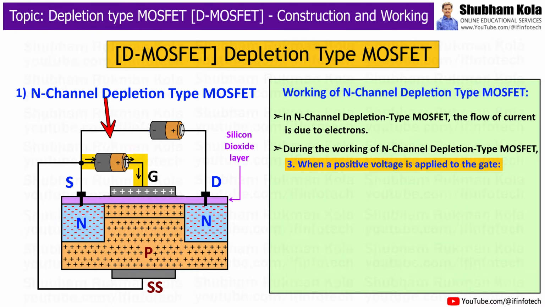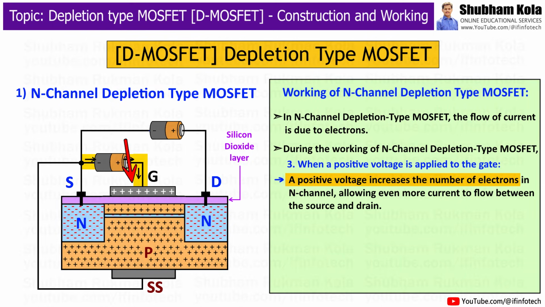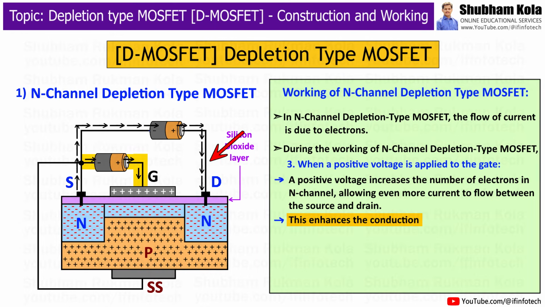When a positive voltage is applied to the gate, the positive voltage increases the number of electrons in N-channel, allowing even more current to flow between the source and drain. This enhances the conduction.